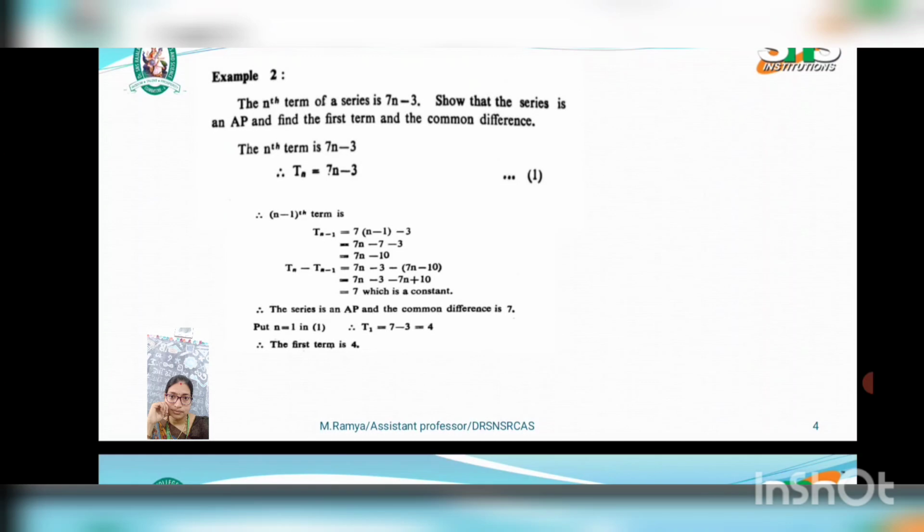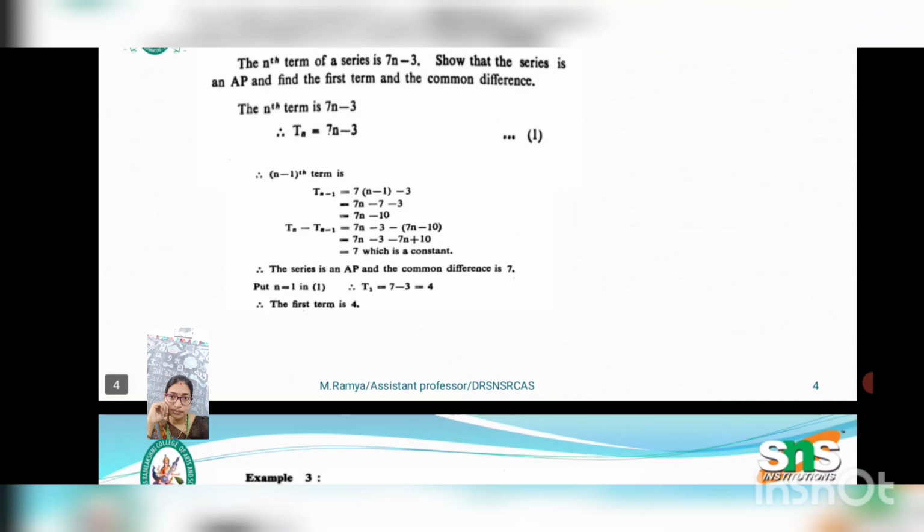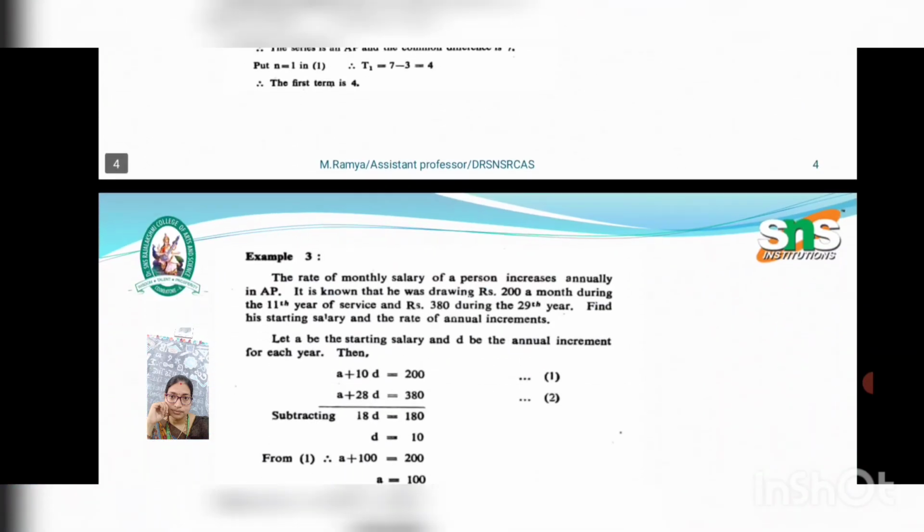Put n equal to 1 in equation 1. You get T1 equal to 7 minus 3 equal to 4. That T1 is the first term, that is the a value. Therefore the first term is 4. This is the solution of this problem.